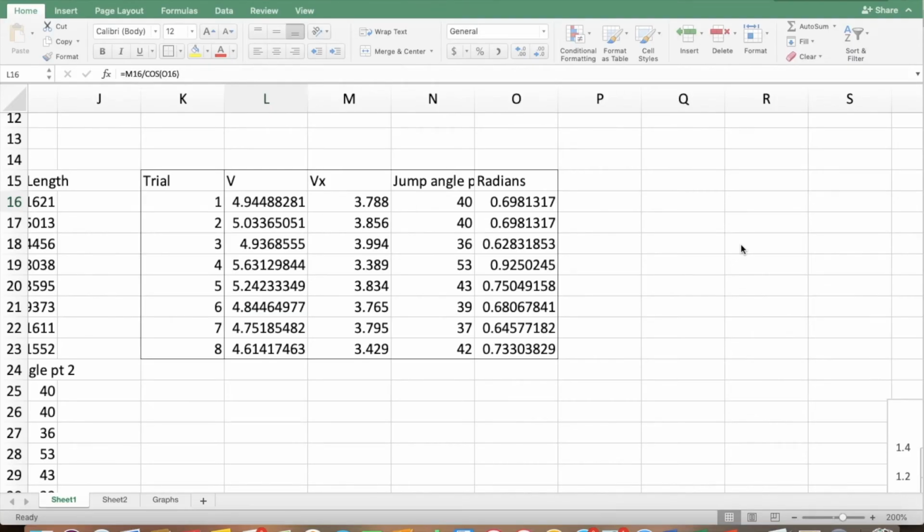In order to get the takeoff velocity, I use the horizontal velocity, Vx, and this equation. I took the horizontal velocity and divided by the cosine of the jump angle in radians. And then I did that for all the velocities of takeoff, and then for all the velocities of landing.